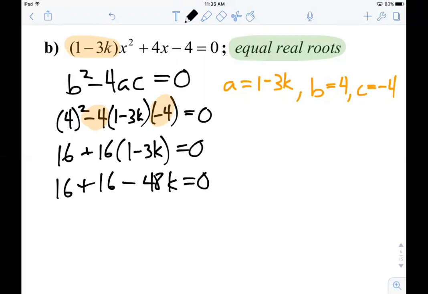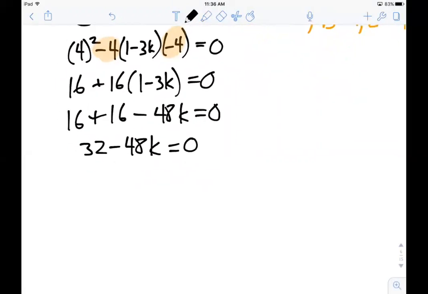Or in other words, 32 minus 48k must be equal to 0. And now I actually don't even need to rely on skills from our previous lesson because this is not an inequality, this is just an equation. And in fact, it's just a linear equation because the highest exponent we see on k is just a 1. So we just solve it the same way we would any other equation.